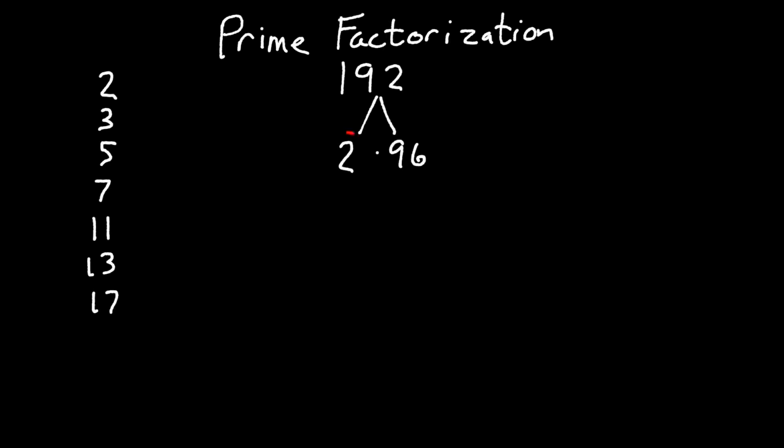Okay, 2 is a prime number, so I can circle it. And now I can work on 96. Once again, that might be a big number that we don't know the factors of, but since it is even, I can still use 2. And that would be 2 times 48.